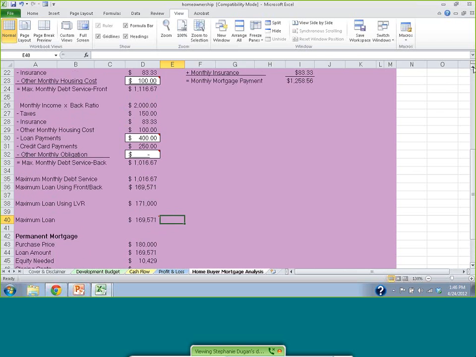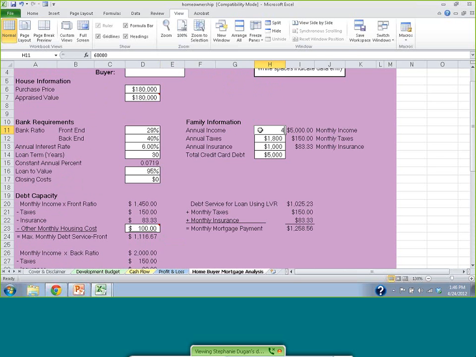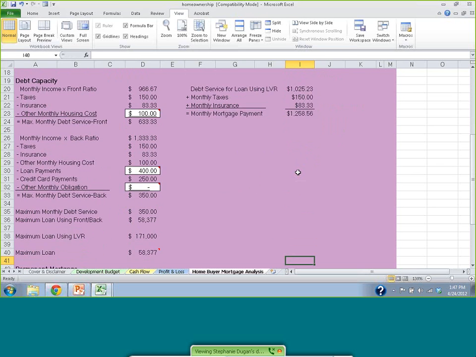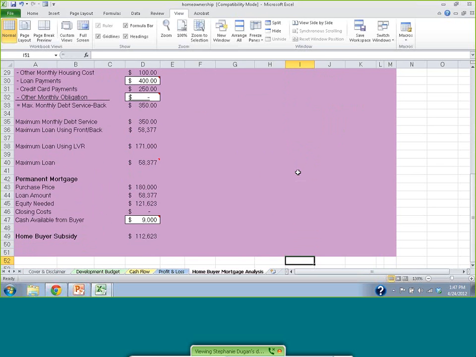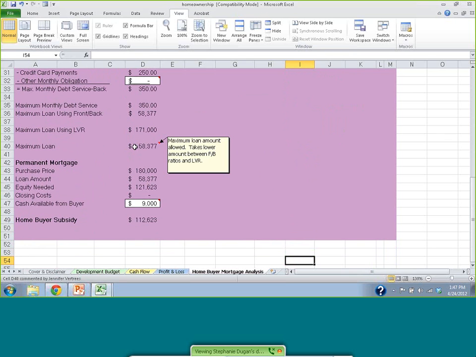If we wanted to get to a lower income family, we could look at $40,000 in income, and at $40,000, our home buyer can only afford a mortgage of $58,000. They would need a subsidy then, with a $9,000 down payment, of $112,000.